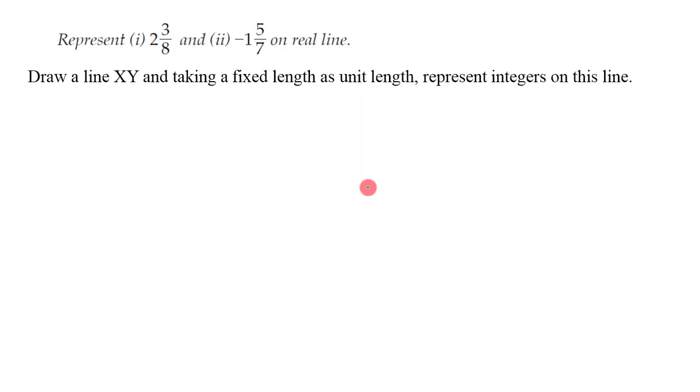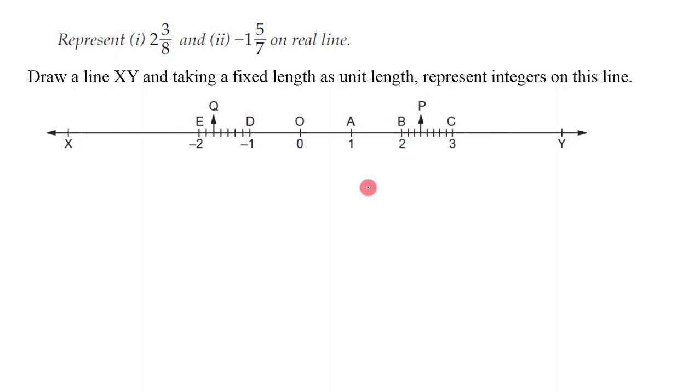Now let us see an example. Represent 2 whole 3 by 8 and minus 1 whole 5 by 7 on the real line. Represent 2 whole 3 by 8 and minus 1 whole 5 by 7 on the number line. Let us see the next example.